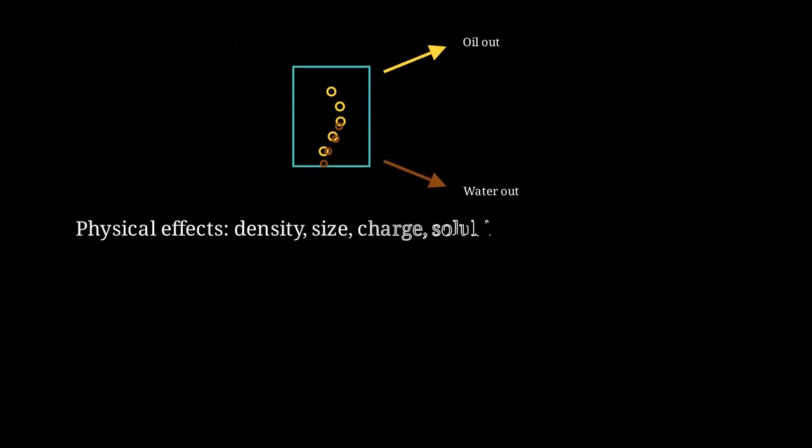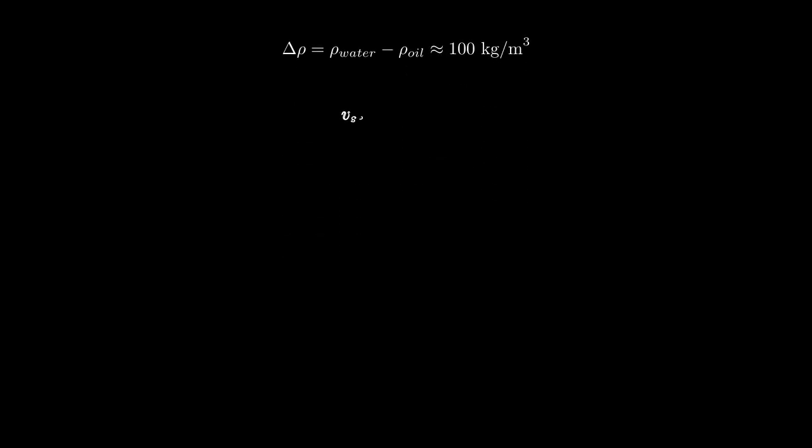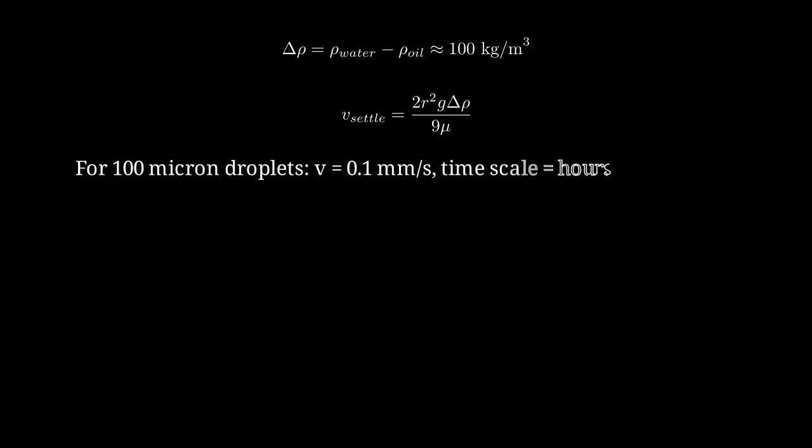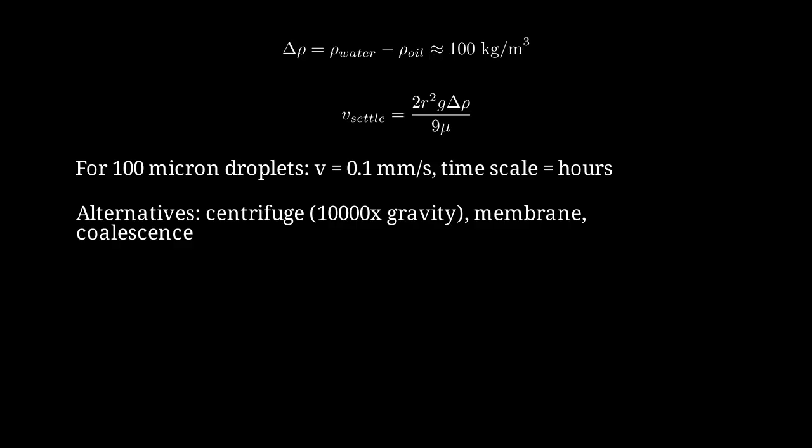We can exploit many physical properties for separation: density differences, particle size, electrical charge, solubility, or magnetic properties. The density difference between water and oil is roughly 100 kilograms per cubic meter. Stokes' law gives the settling velocity based on droplet radius, density difference, and fluid viscosity. For 100 micron droplets, settling velocity is about 0.1 millimeters per second, requiring hours for gravity separation. To speed this up, we could use a centrifuge providing 10,000 times gravity, membrane filtration, or coalescence techniques.